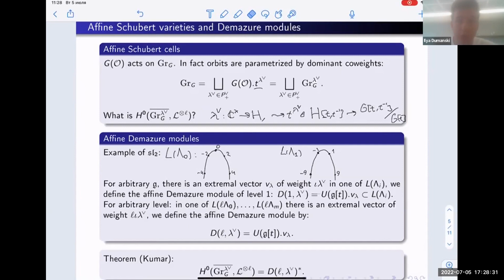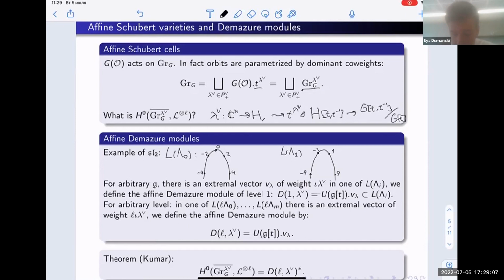So we call these orbits Schubert cells, they are denoted like this. And again, the natural question is, what if we consider the space of sections of the power of the determinant line bundle on a Schubert cell, a Schubert variety, the closure of the Schubert cell? And the answer is given again by Demazure modules, but here those will be affine Demazure modules.